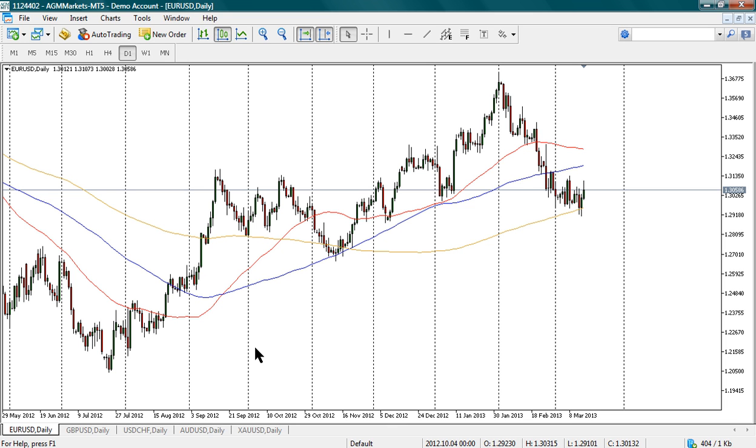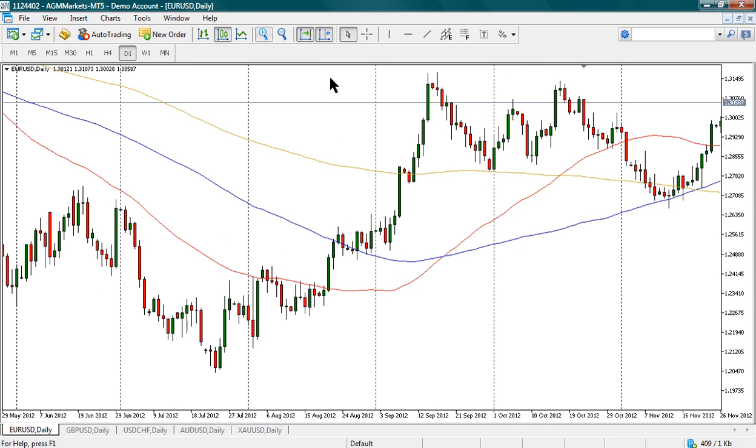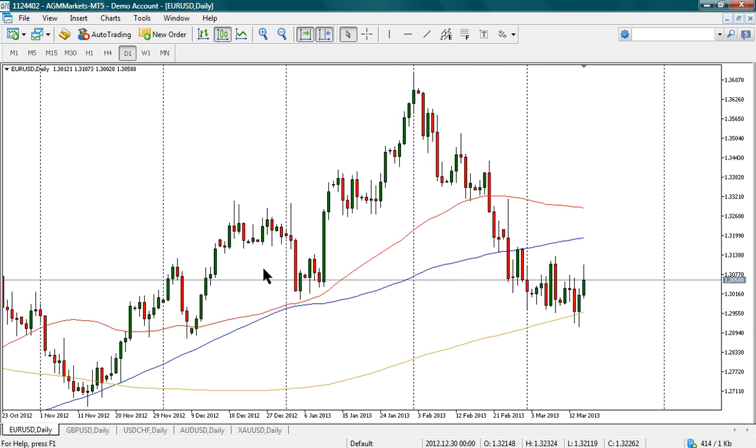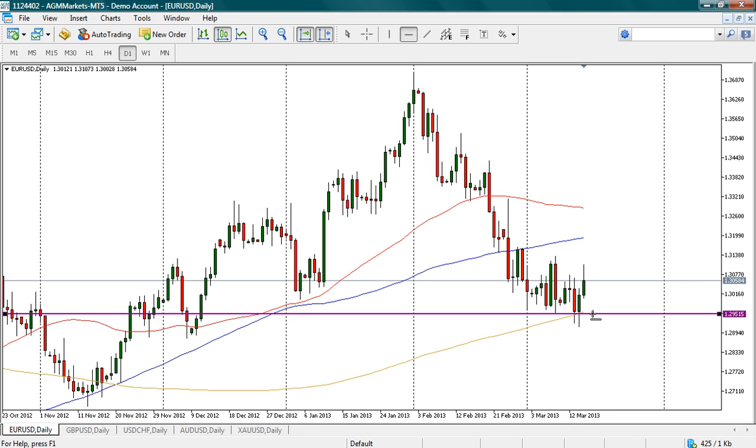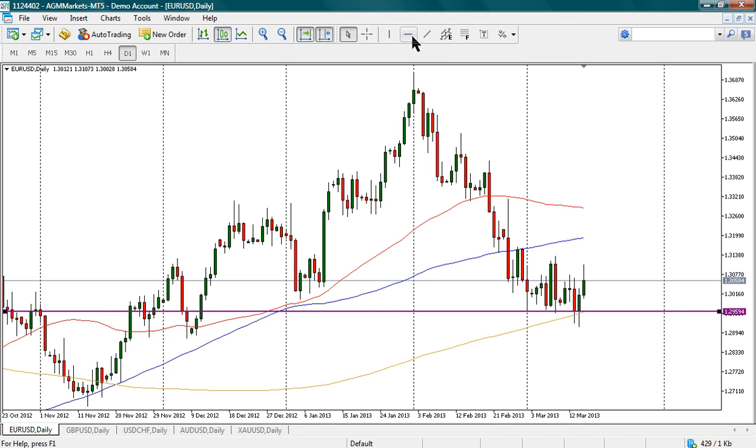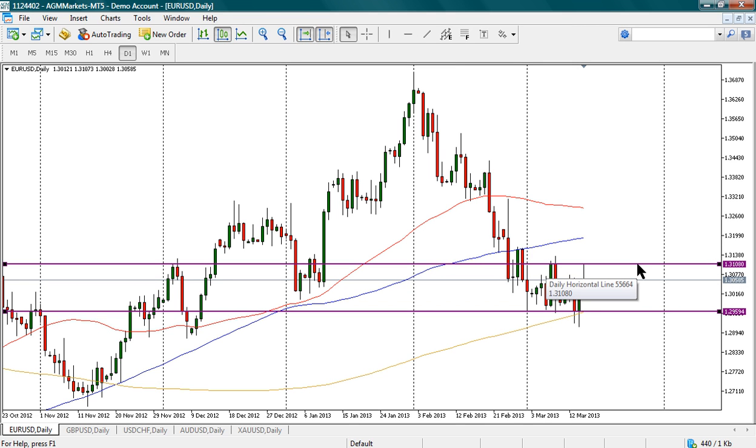Okay then, this is the Euro dollar daily chart. So what's been going on this week? Let's zoom in a little bit. We've basically just been chopping, going sideways in between a 150 pip range. If you look at the daily candle closes, we haven't had a close outside of this, pretty much all week.